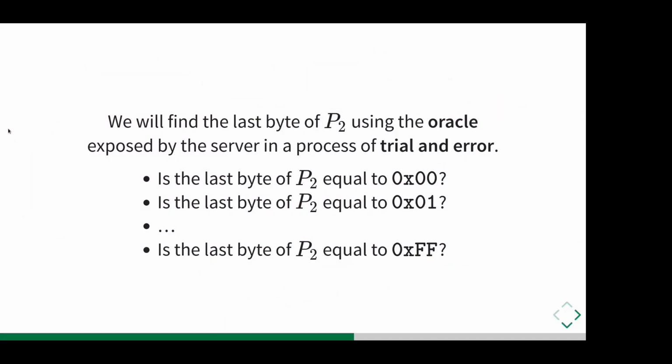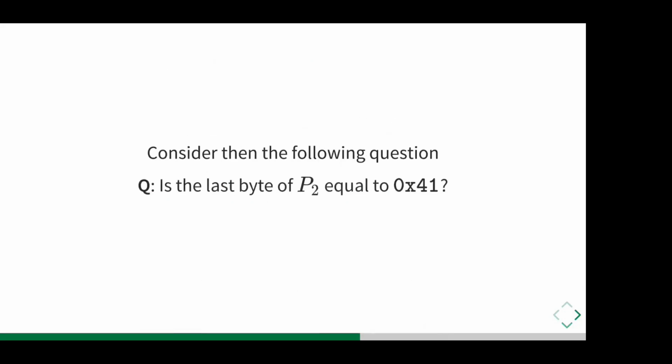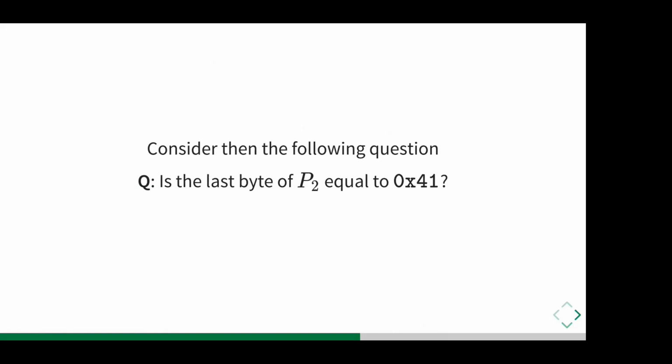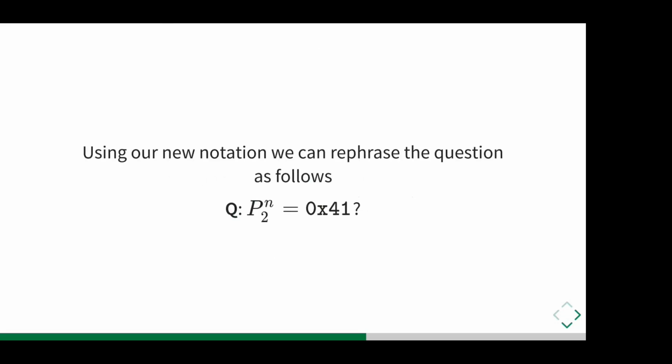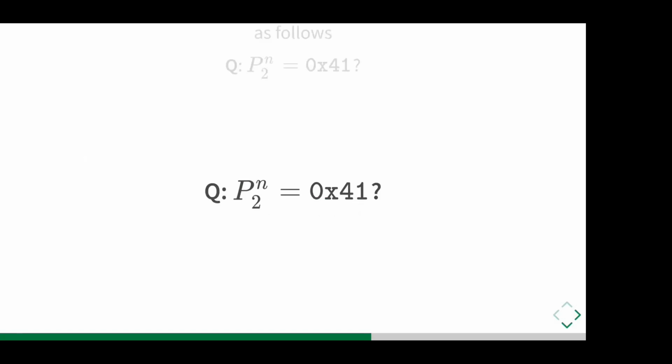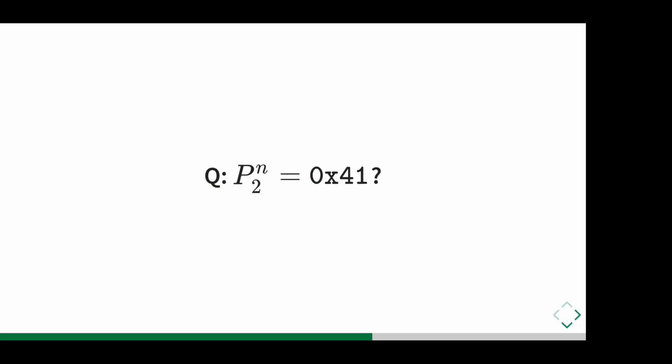So we will ask, is the last byte equal to 0x00? Is the last byte equal to 0x01? Is the last byte equal to 0xFF? This is a random question, a general one; you can swap it for anything you want. We can start by asking, is the last byte of P2 equal to 0x41, which is A using ASCII encoding? And using our notation, we can replace the question with this: is P2n equal to 0x41? So this is the question we want to answer.